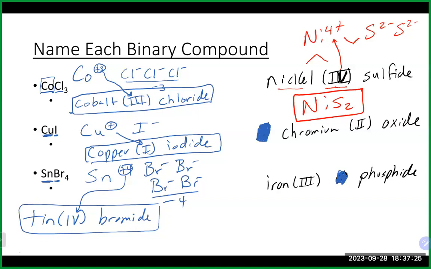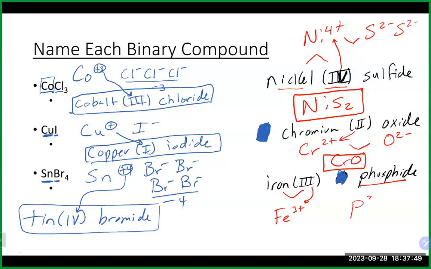Chromium, Roman numeral 2, it looks like I chose there. That's an interesting choice. +2. And our oxide, which is group 6, is -2. So in this case, CrO is what we would need, just one of each. Lastly here, iron 3. That's an iron with a +3 charge. And phosphide is group 5 on the periodic table, which is a -3. So in this case as well, we just need one of each there to balance it out. Any questions on type 2, naming our formulas here?